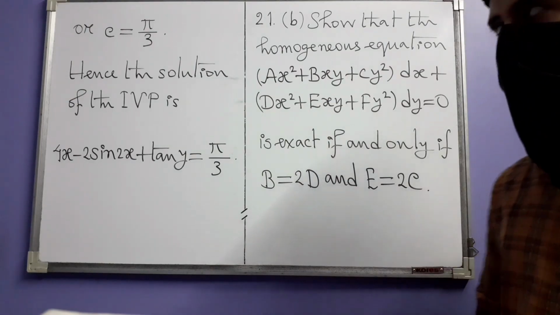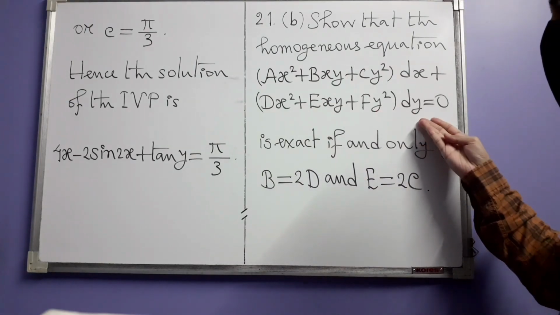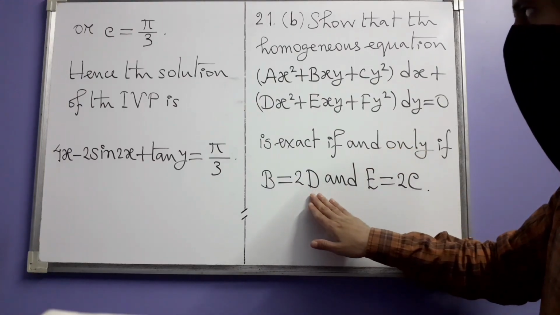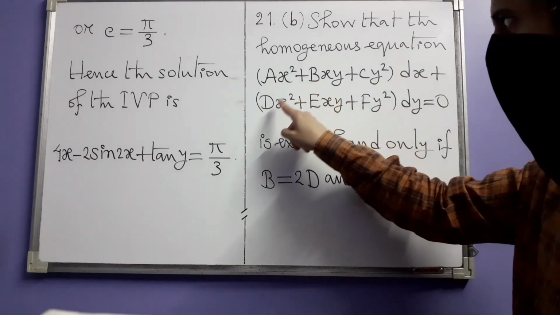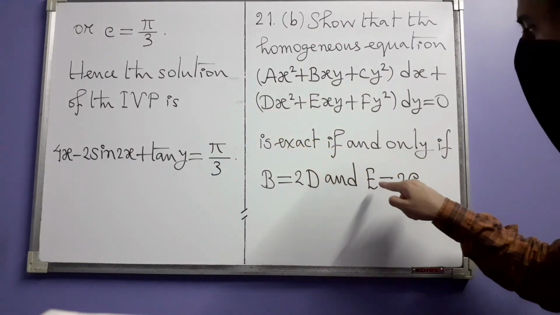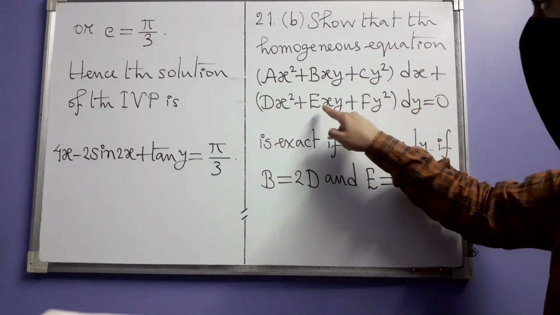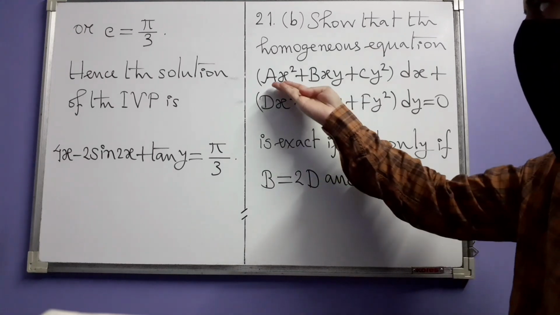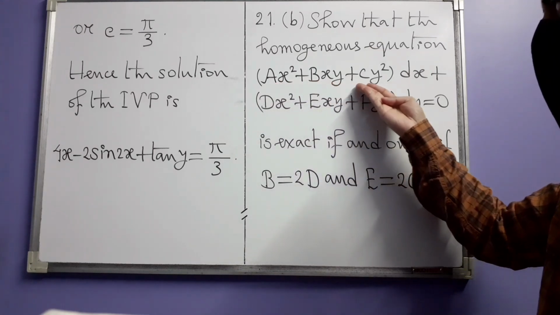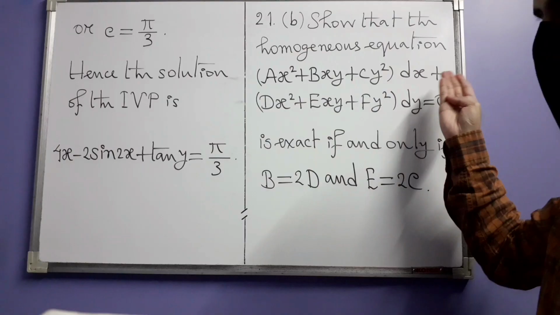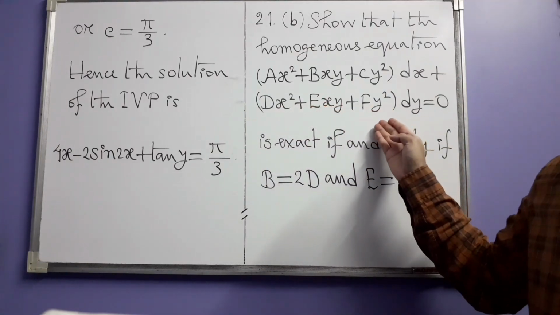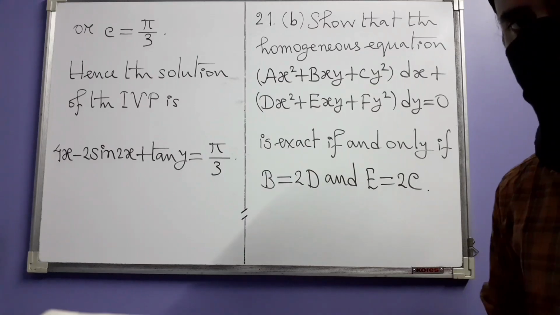And in part b we have this other homogeneous equation which is exact if and only if b is equal to 2d. Here we have b and here we have d, and e is equal to 2c. Here we have e and here we have c. And you can see the equation: (ax squared plus bxy plus cy squared) dx plus (dx squared plus exy plus fy squared) dy equals 0.